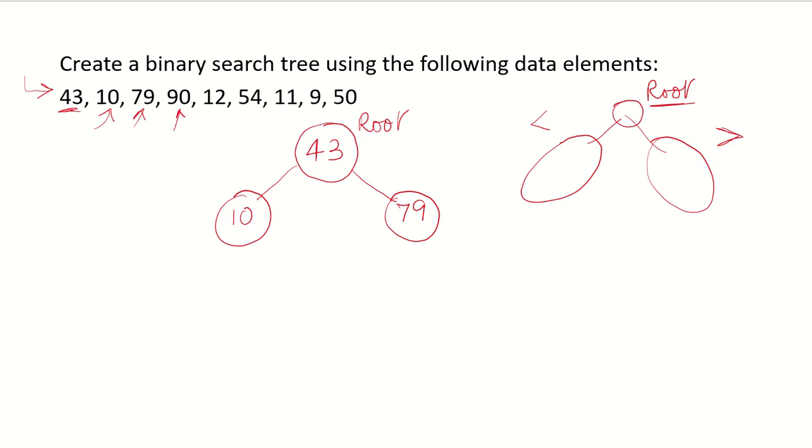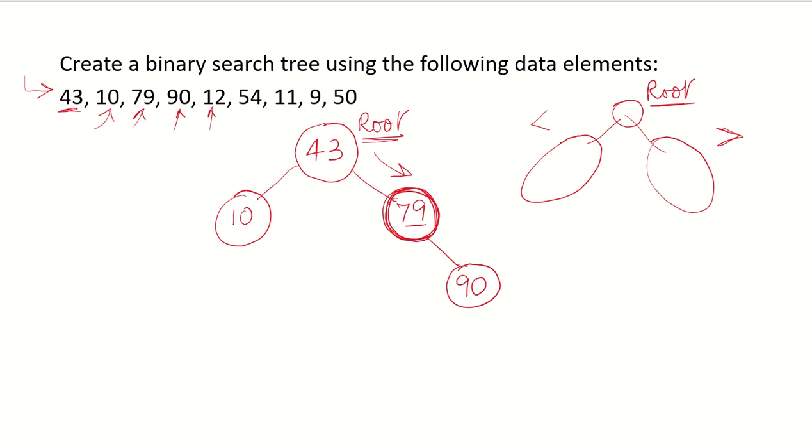Next element is 90. We compare it with the root node. We know that it is larger than the root node. That means it needs to belong to the right subtree. We check again with the next node, which is 79. Again we see that 90 is greater than 79. So 90 will belong to the right subtree of 79. So 90 comes as a node over here.